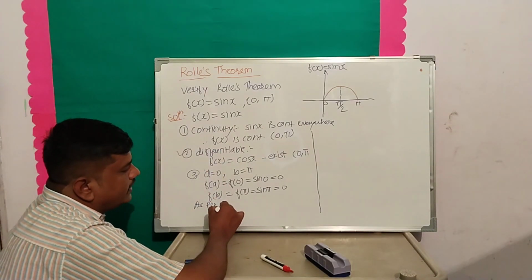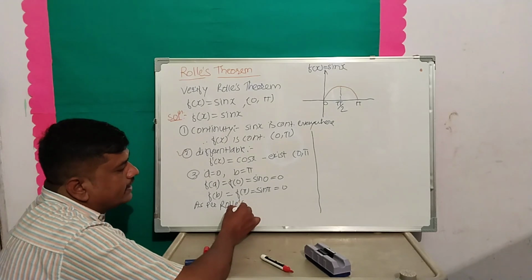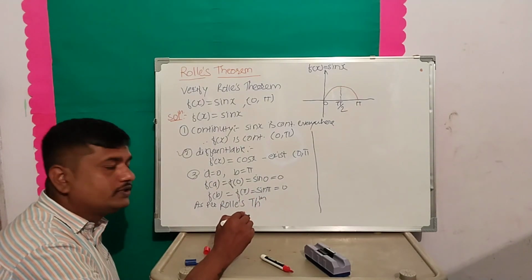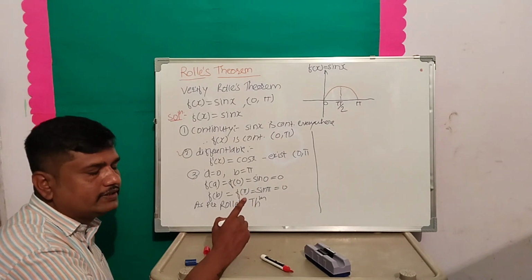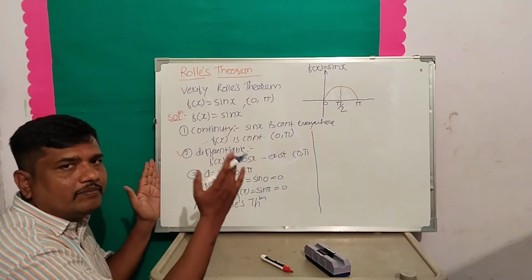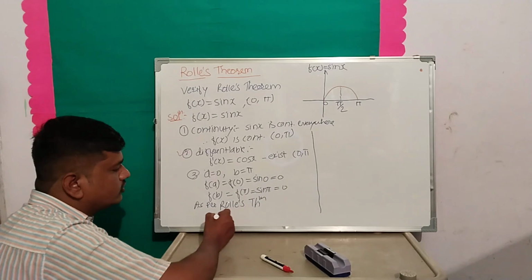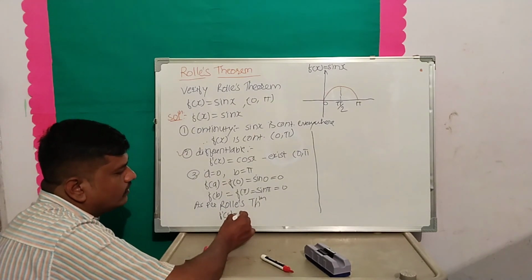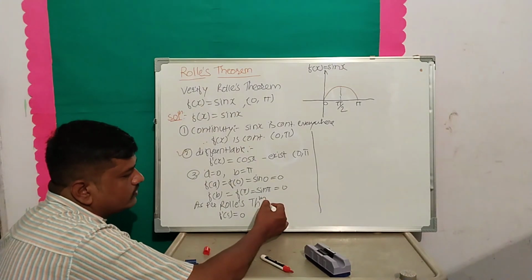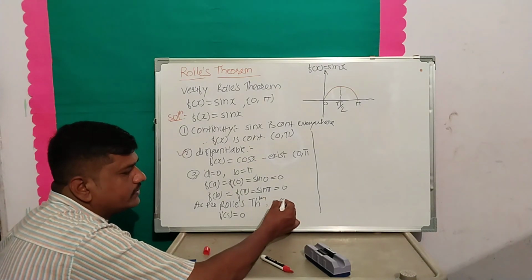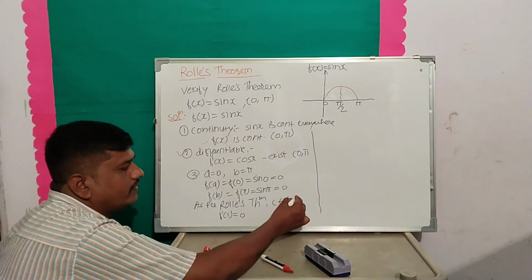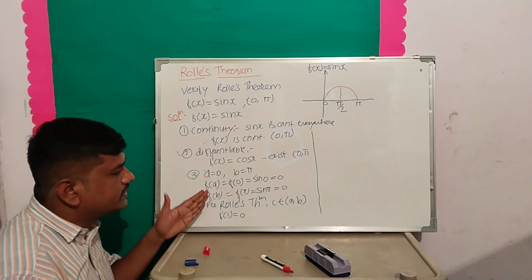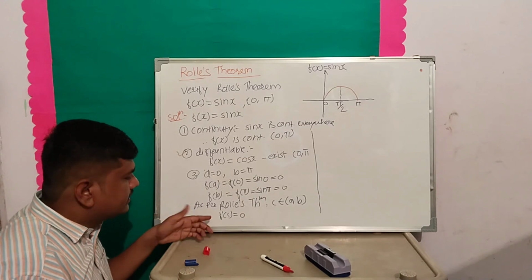Then as per Rolle's theorem, there must be some c which belongs between a and b, such that f dash of c is equal to 0. F dash of c equal to 0. That means as per Rolle's theorem, there exists c between a and b. There must be at least one point c which lies between a and b, such that f dash of c equal to 0.